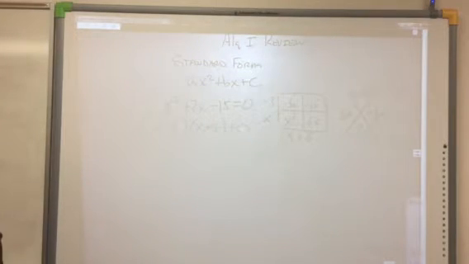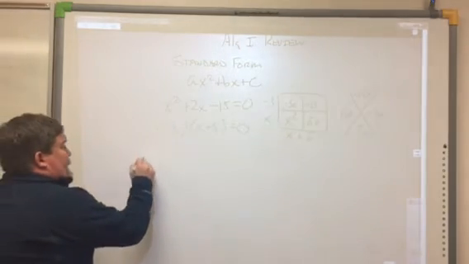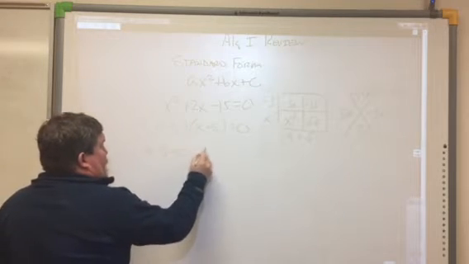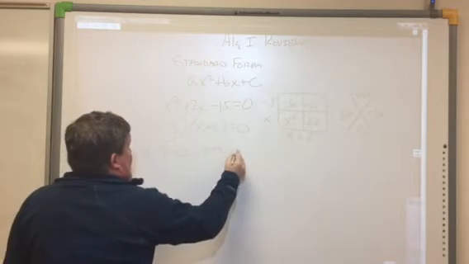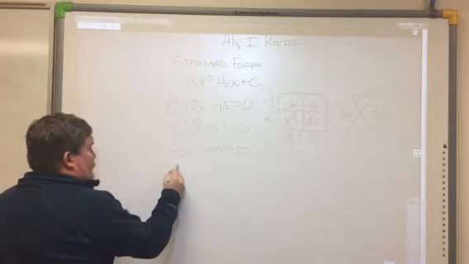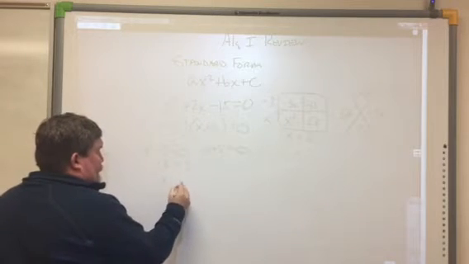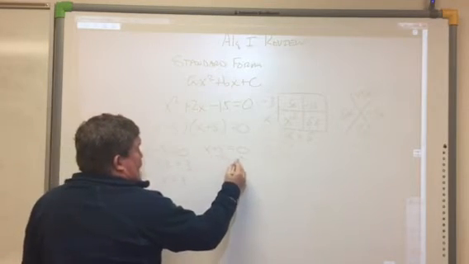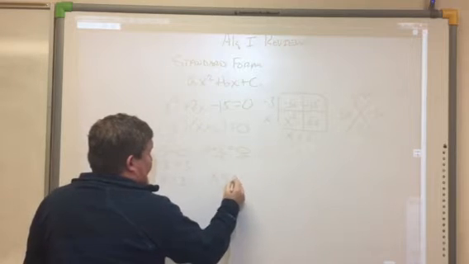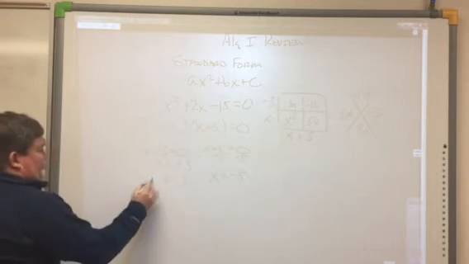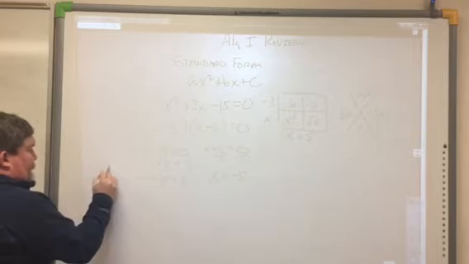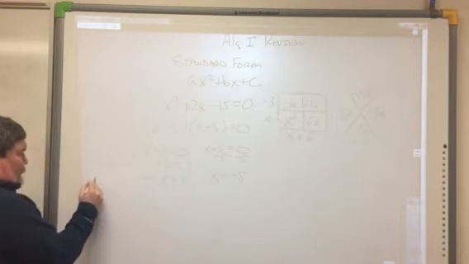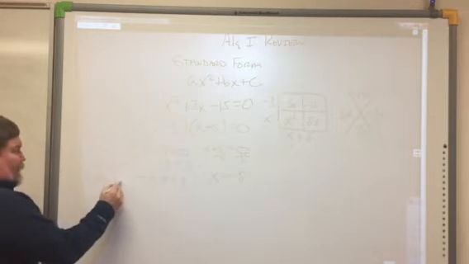So we want to find our x-intercepts or our roots. So we're going to set each parenthesis equal to 0. So we add 3 to both sides, so we get x equals 3. Subtract 5 from both sides, x equals negative 5. So these are x-intercepts, also known as roots.